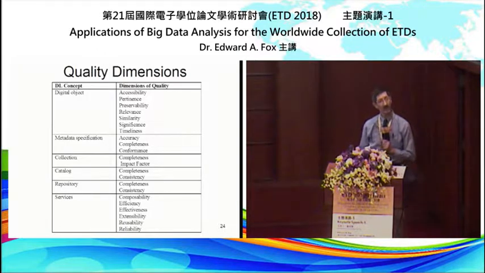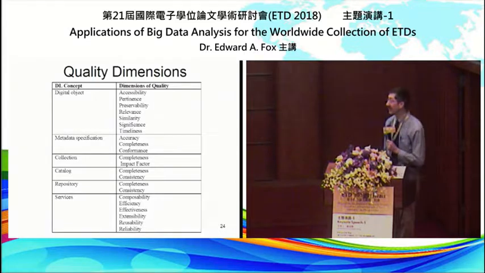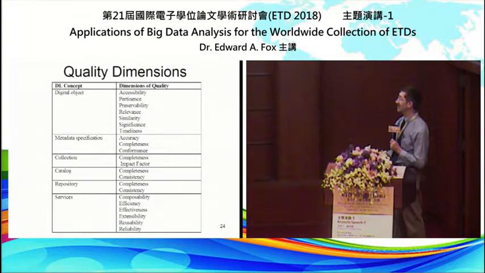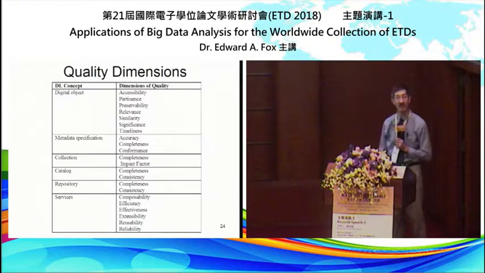So going back to this notion of quality and how important it is, we can think of what we have in terms of what are the concepts or aspects of a digital library. We have the individual object, the thesis. We have its metadata. We have the collection of ETDs at a particular university. We have the catalog that explains that. It fits into a repository, and it provides a number of services. And again, each of those has its own aspects of quality that we can make sure we're enforcing.